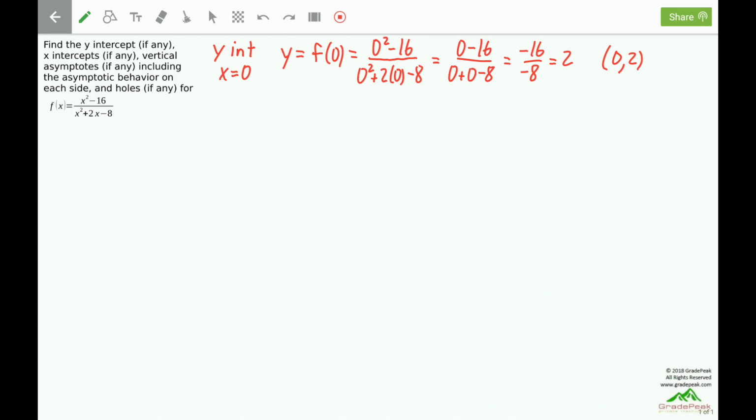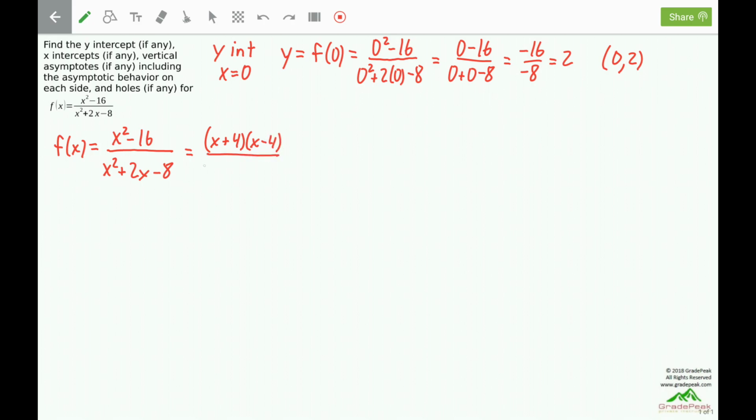The remaining parts are found by taking the function f of x, which is x squared minus 16 divided by x squared plus 2x minus 8, fully factoring the numerator and denominator. The numerator is a difference of squares. It will factor into an x plus 4 and an x minus 4.